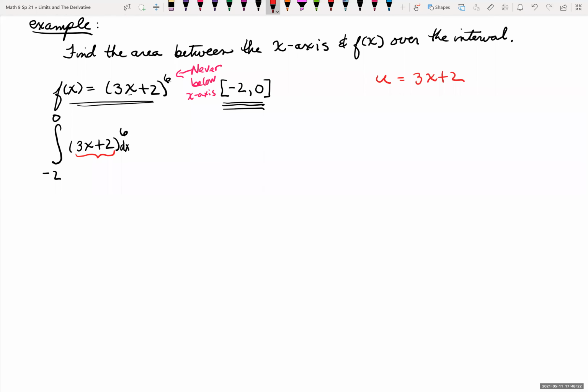Taking the derivative of both sides, sorry, I said antiderivative, but I took the derivative. Derivative of u is 1 du. Derivative of 3x plus 2 is 3 dx. So dx is equal to du over 3.